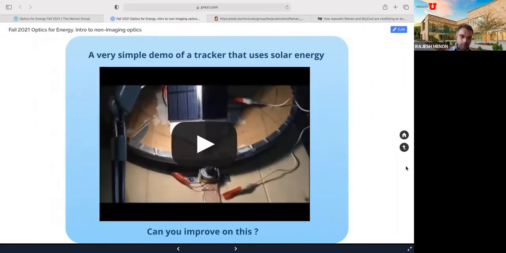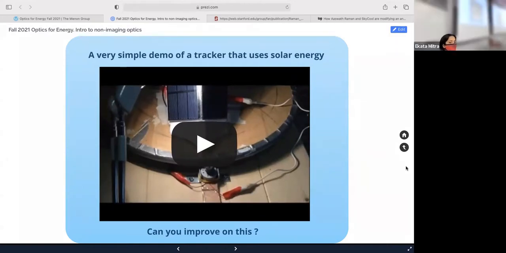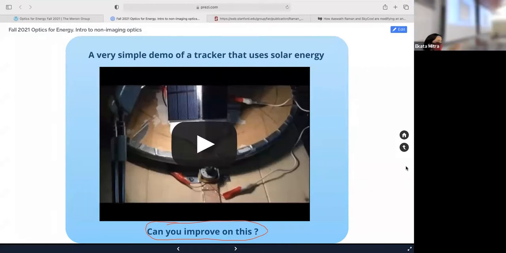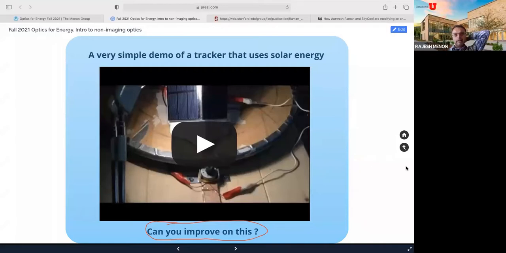Okay, so I want you to think about some ideas on improving this. Let's take a 30-second break and think about this, and maybe some of you might have some ideas that you can share. If you have some idea, you can speak up. I guess a professor can hear you, right? Yeah, I can hear you, or just put it on chat, or Ikata, you can relay it.